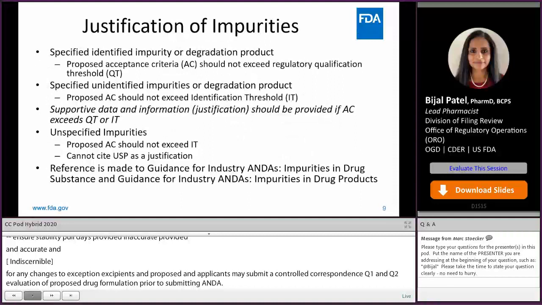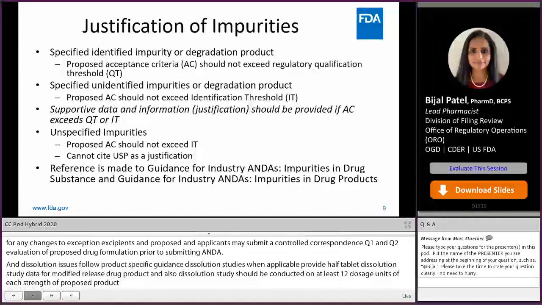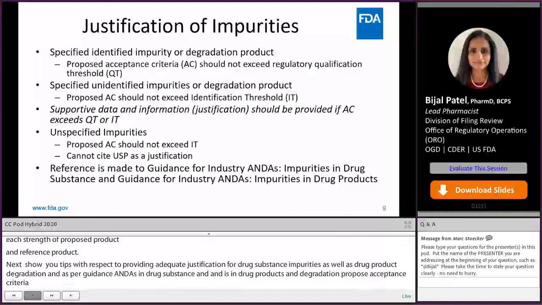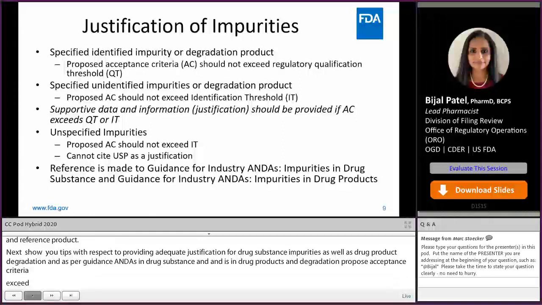Next, let's review some tips with respect to providing adequate justification for drug substance impurities as well as drug product degradation products. So as per the guidance for industry on ANDAs, impurities in drug substance, and guidance for industry ANDAs on impurities in drug product, for a specified identified impurity or degradation product, the proposed acceptance criteria, which is AC, should not exceed the regulatory qualification threshold, which is QT. For specified unidentified impurities or degradation products, the proposed AC should not exceed the identification threshold, same as IT. Justification should be provided if AC exceeds QT or IT.